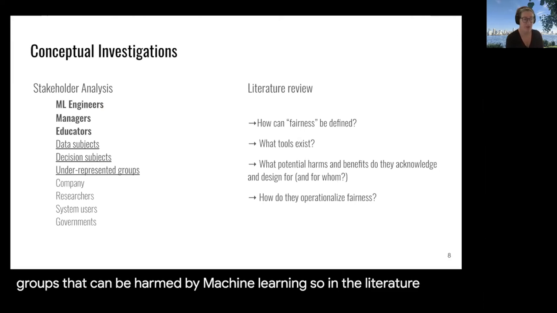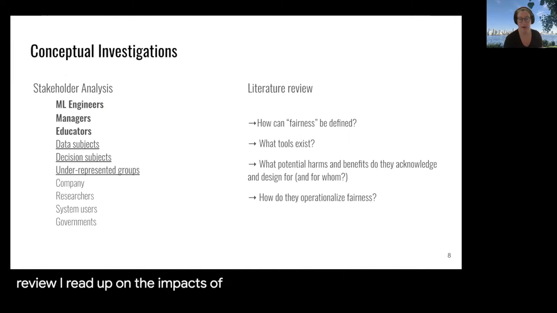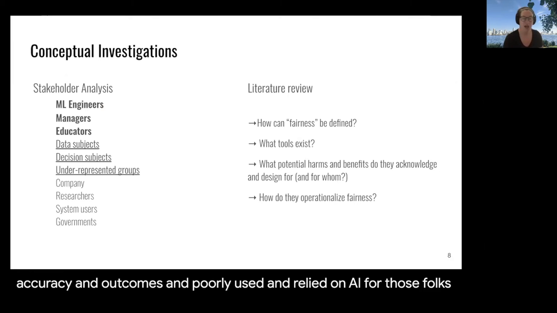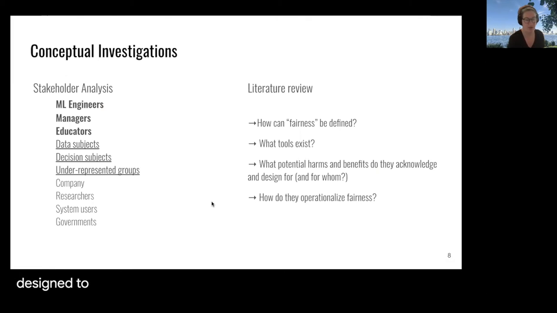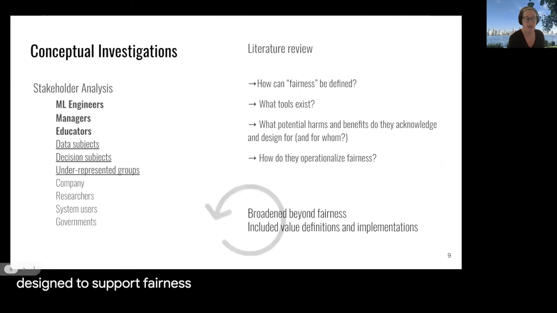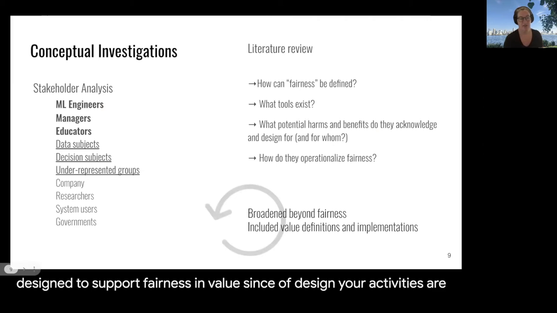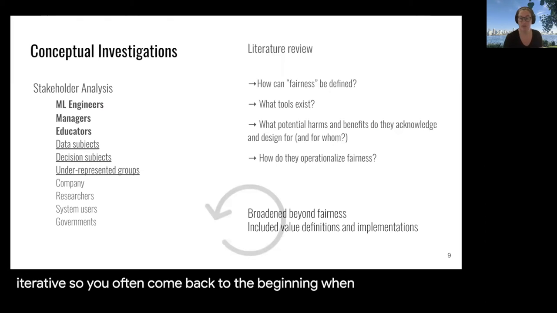So in the literature review, I read up on the impacts of training data bias, differential accuracy and outcomes, and poorly used and relied on AI for those folks. I also gathered information about what mitigation tools have been designed to support fairness. In value-sensitive design, your activities are iterative, so you often come back to the beginning once you've learned more in the empirical and technical investigations.